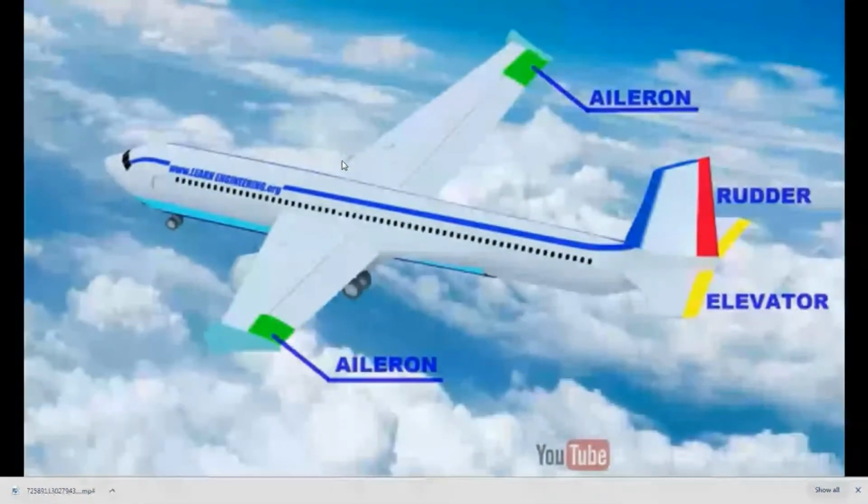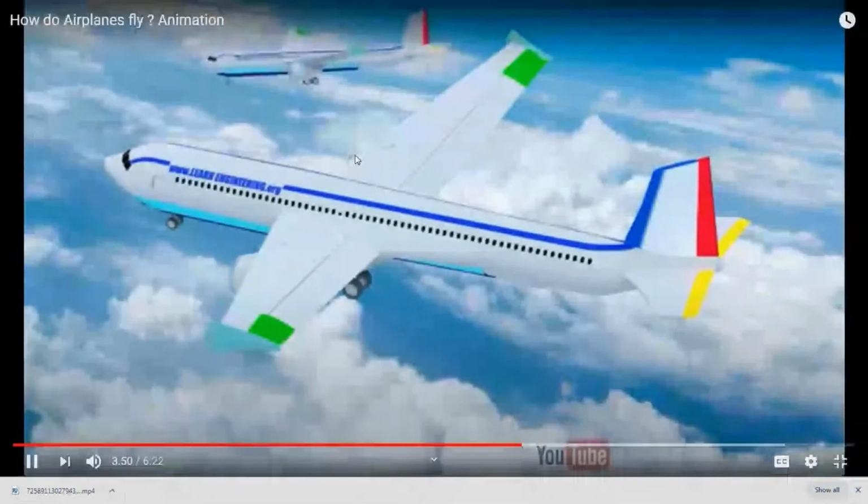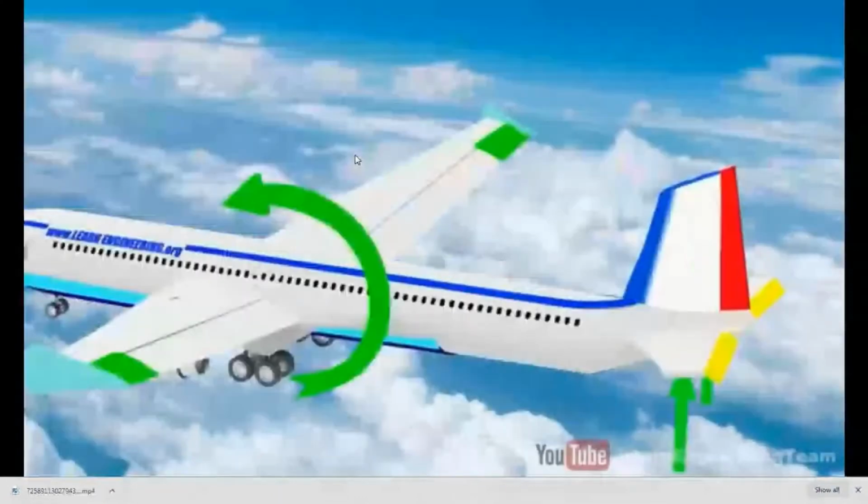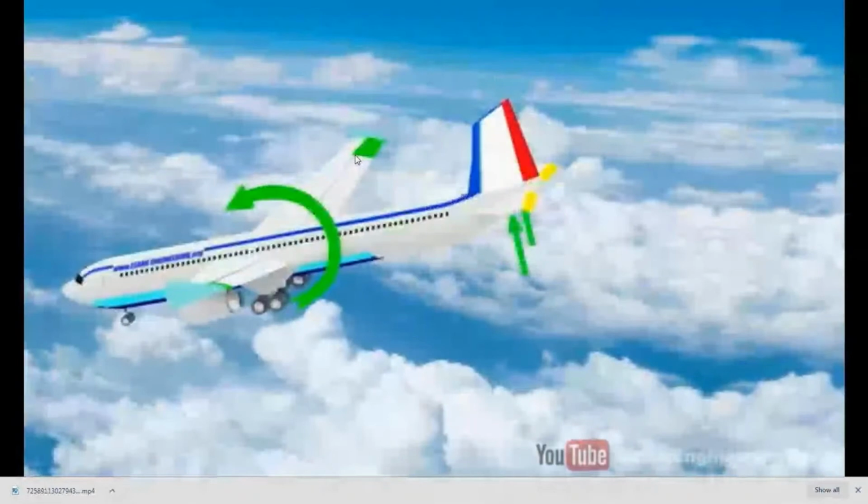Assume you want to descend the airplane. You can just lower the elevator. This will deflect the flow as shown and will produce a lift. The lift force will create a moment that will make the nose of the plane go down. If you want to climb up, just do the reverse.